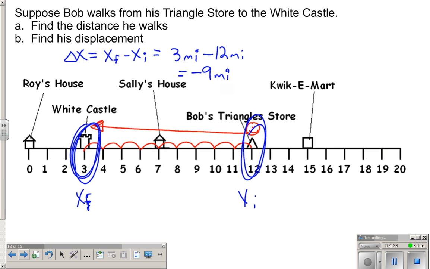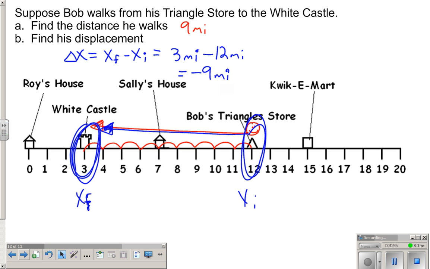So there's my displacement. He walked 9 miles west. The negative just means that he walked west. And then you go, well, if he walked 9 miles straight west, then his distance must also be 9 miles, because he went in a straight line. The only thing is you lose the negative sign.